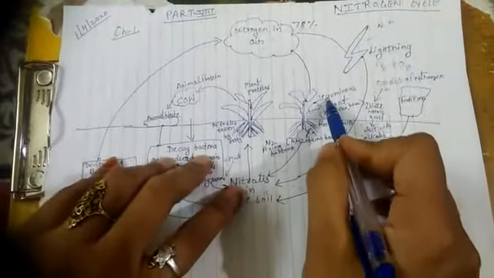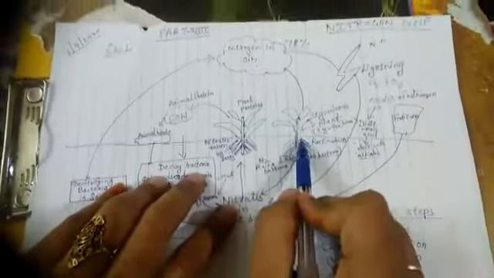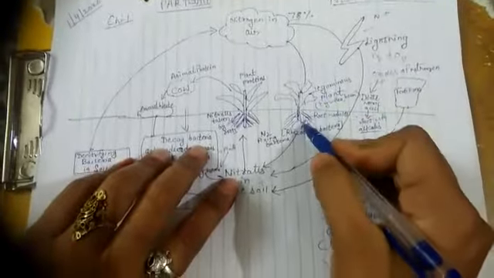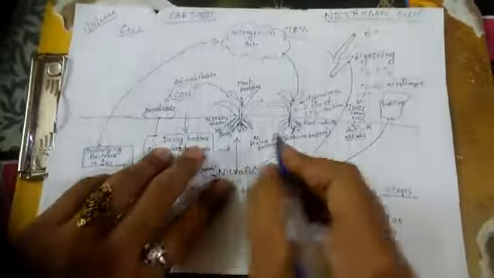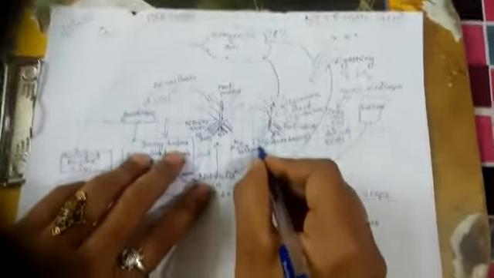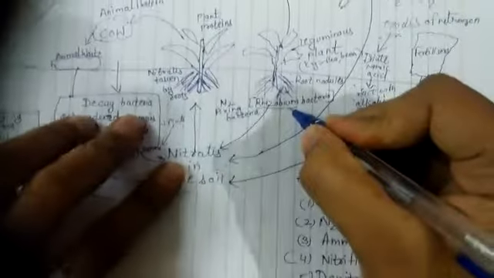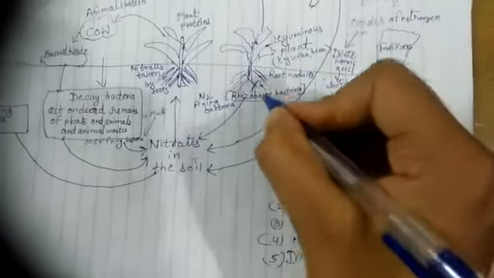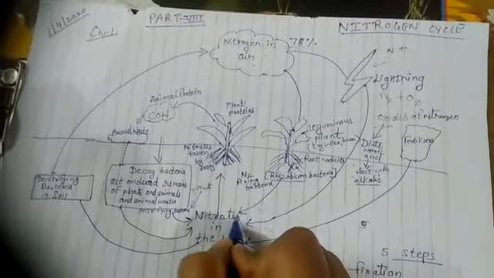In the second one, leguminous plants, we have seen that there are leguminous plants such as pea, beans, etc. In the root nodules of these plants, a nitrogen fixing bacteria is present. What is the name of that nitrogen fixing bacteria? That is rhizobium. What is the role of rhizobium bacteria? Rhizobium bacteria can convert atmospheric nitrogen into nitrate. So they are also converted into nitrate.